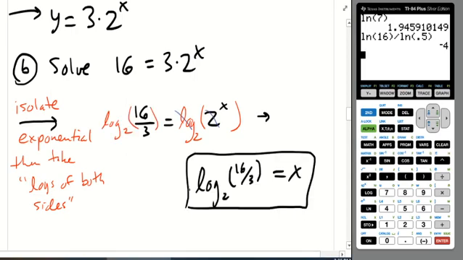But if we use the change of base formula, ln of 16 divided by 3 is the numerator, divided by ln 2, the denominator. That says the answer is about 2.415.